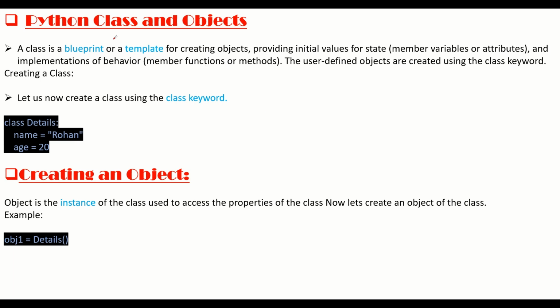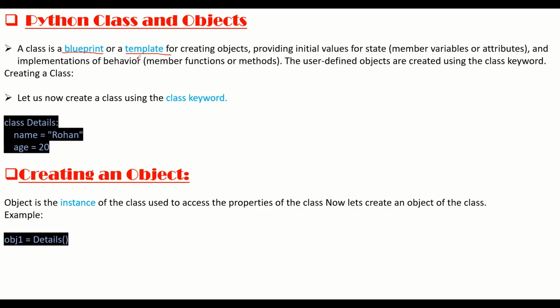So here are classes and objects. So what is a class? Is this a school class? No guys, this is not a school class, but it's similar to a school class. A class is a blueprint or a template for creating objects, providing initial values for state, member variables or attributes, and implementations of behavior, member functions or methods. User-defined objects are created using the class keyword.